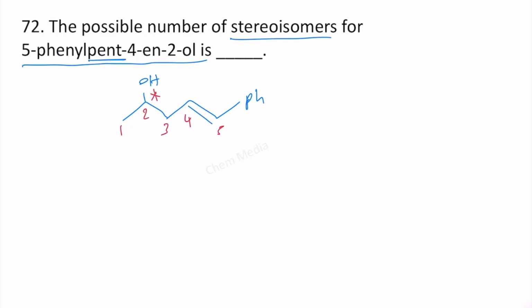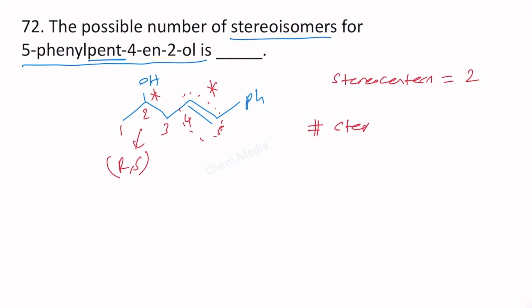We have a chiral center at 2 position. Therefore, this could be R as well as S, but we need to consider geometrical isomerism also here. Therefore, that is another stereo center. So, the number of stereo centers here is equal to 2. We know that number of stereoisomers is equal to 2 to the power n, where n is the number of stereo centers. Therefore, this is 2 to the power 2, therefore, this is 4. Therefore, the correct answer is 4 here.